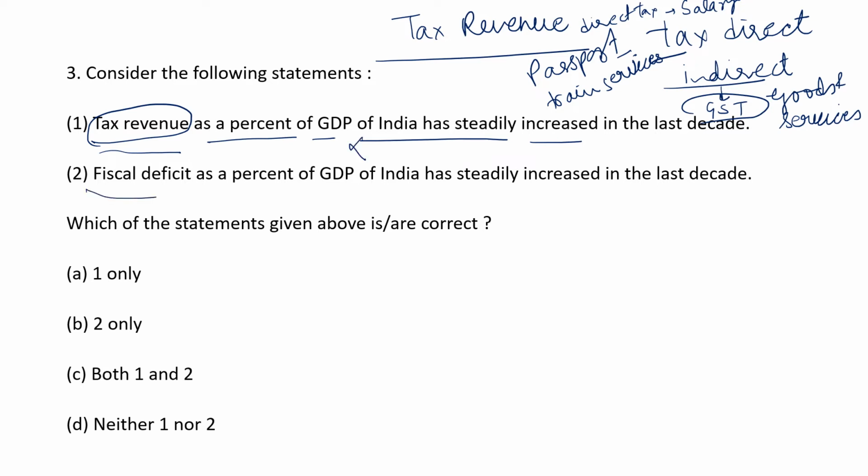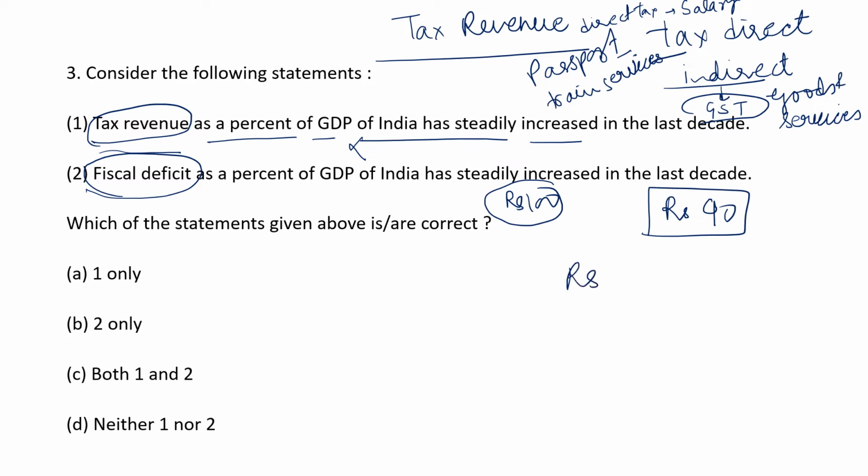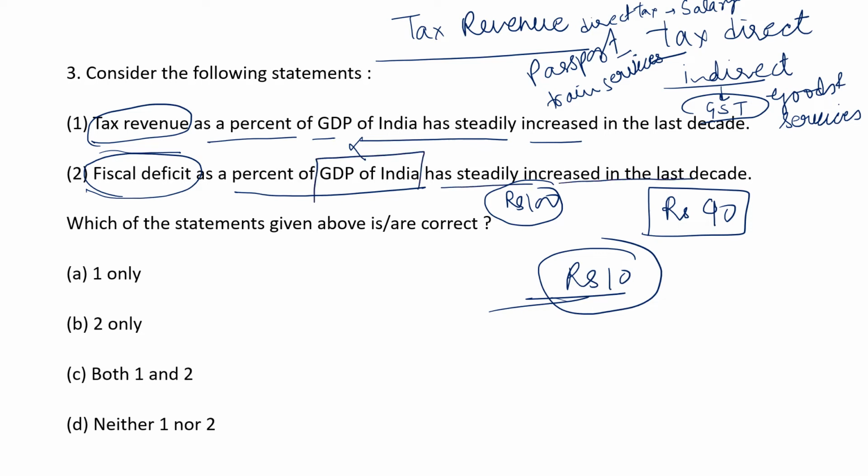Next is fiscal deficit. Fiscal deficit means, let us say the government has a budget of ₹100 and at the time has 90 rupees to invest. So these 10 rupees are the fiscal deficit of the government. So we need to calculate it as a percentage of GDP. This 10 rupees calculated as a percent of the GDP of India has steadily increased in the last decade.